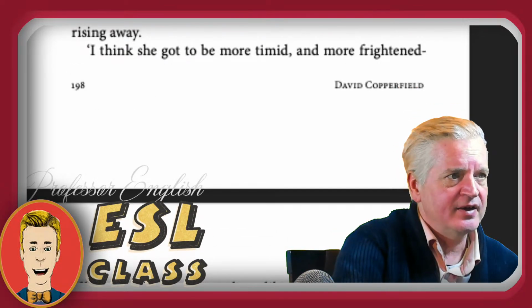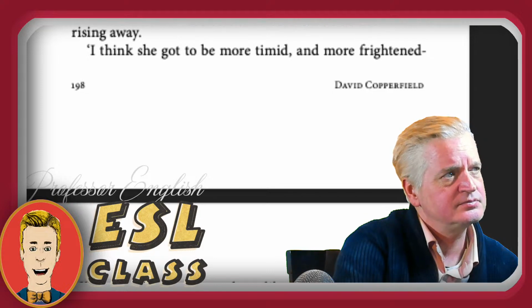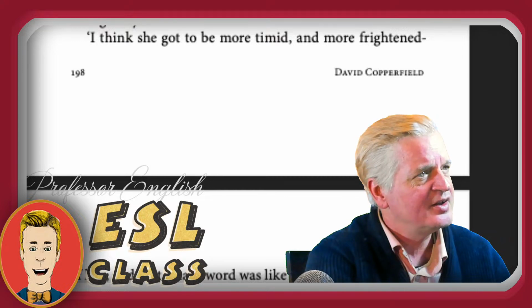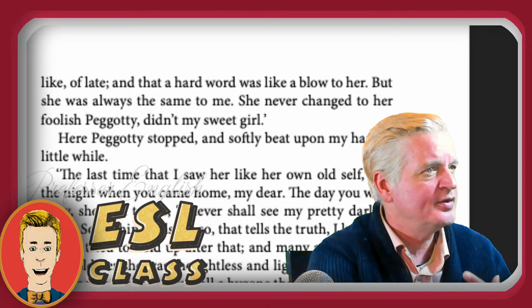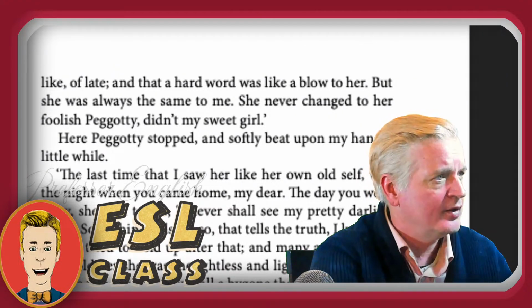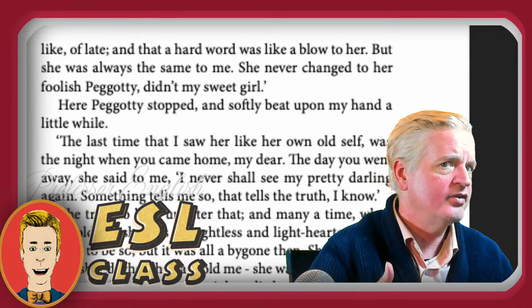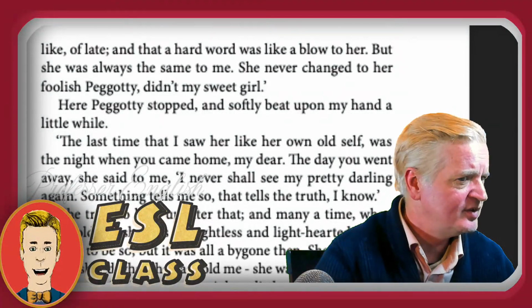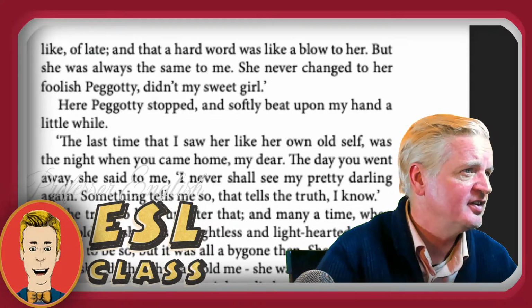So the mother was always sad after she got married to Mr. Murdstone. And Peggotty thought having the baby would make her happier, but it didn't. It seemed to make her worse. I think she got to be more timid. So I think she got to be more shy and more frightened, like of late. So recently she was becoming more shy and more scared. And that a hard word was like a blow to her. So you had to be very careful when you talked to her. You couldn't say anything that could sound not nice or unkind, because if you said unkind words to her, maybe she would cry. She was very sensitive for some reason.